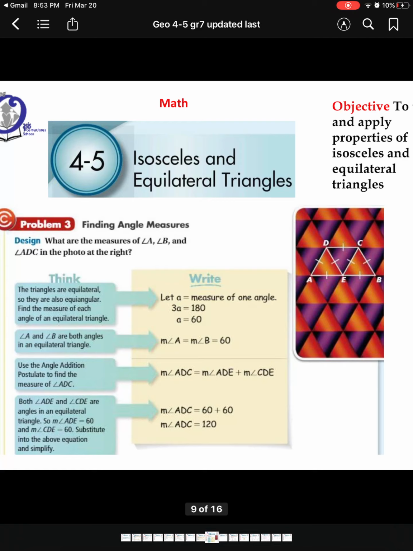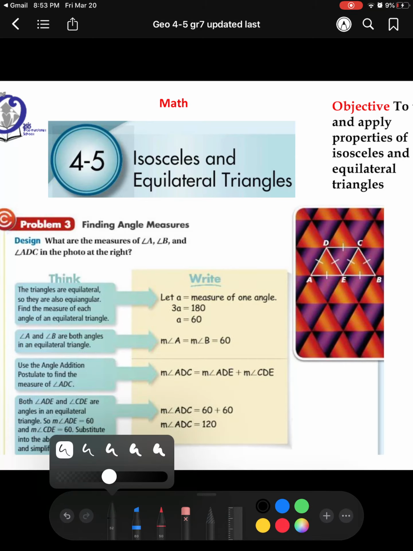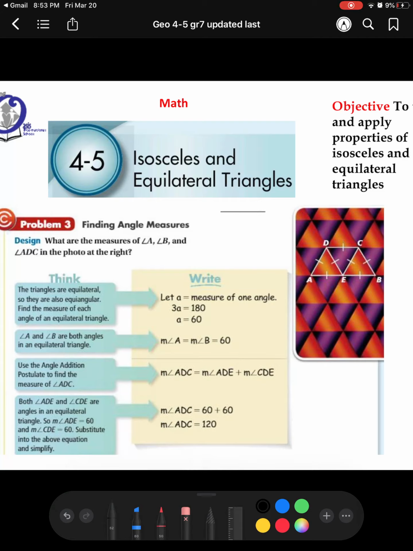The first application in this theorem in problem number 3 is finding angle measure. What are the measures of angle A and B and angle ADC? First of all, I need to highlight the angles. I'll try to sketch this drawing for you here.